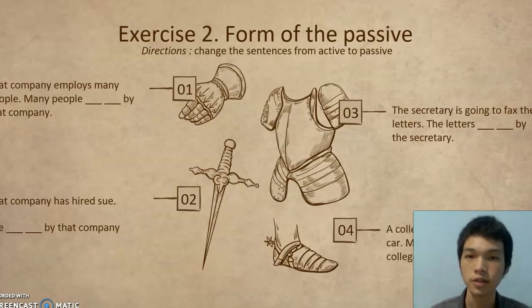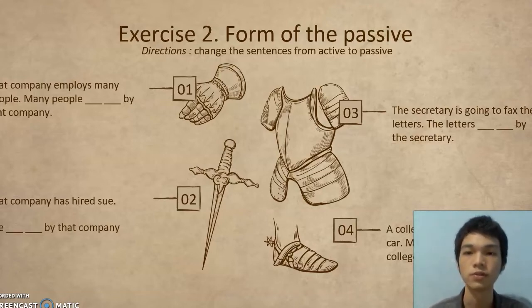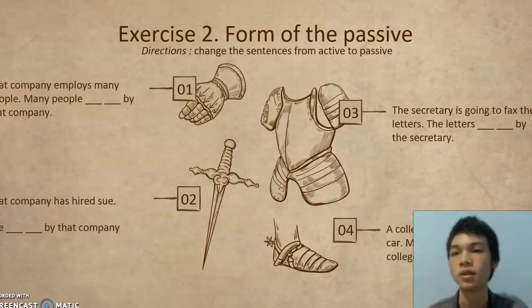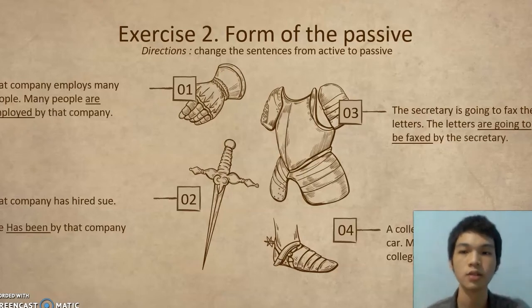The next exercise is the form of the passive. What we have to do is change the sentence from active to passive. Here we have 4 numbers as usual. You can pause the video and answer it on your own, but I will tell you something before I give the answer. The form of the passive is be plus past participle. So here are the answers.